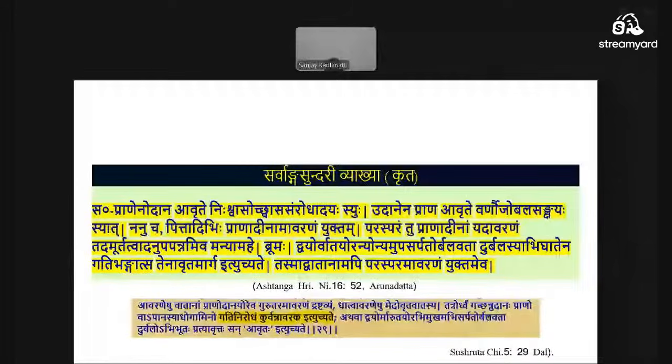Both Arunadatta and Dalhana have said the same commentary, with the same meaning: Dvayor Vatayoh, two Vayus, Anyonyam Upasarpatah, when they come against each other, Balavata, the stronger Vayu, Durbalasya Abhighatena, will obstruct the weaker one. Gati Bhangat, there the speed of the weaker one is destroyed. This can be considered as avarana, not actual avarana. Covering is impossible because both are amurta dravya. I hope you understood this.